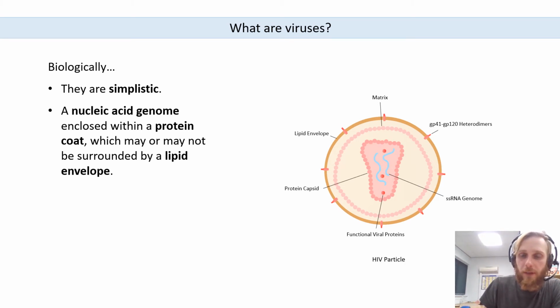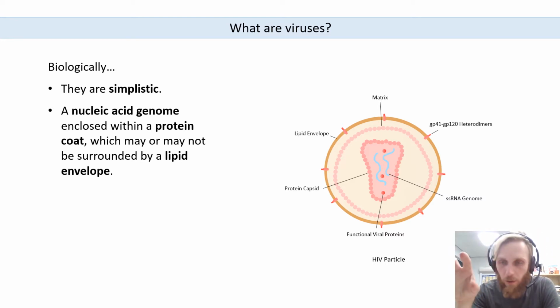The example given here is HIV, and what you'll see is this kind of tan circle around the edge. This is a lipid envelope. The lipid envelope is not a cell membrane. Don't make that mistake. They're not the same thing. They're composed of similar things.